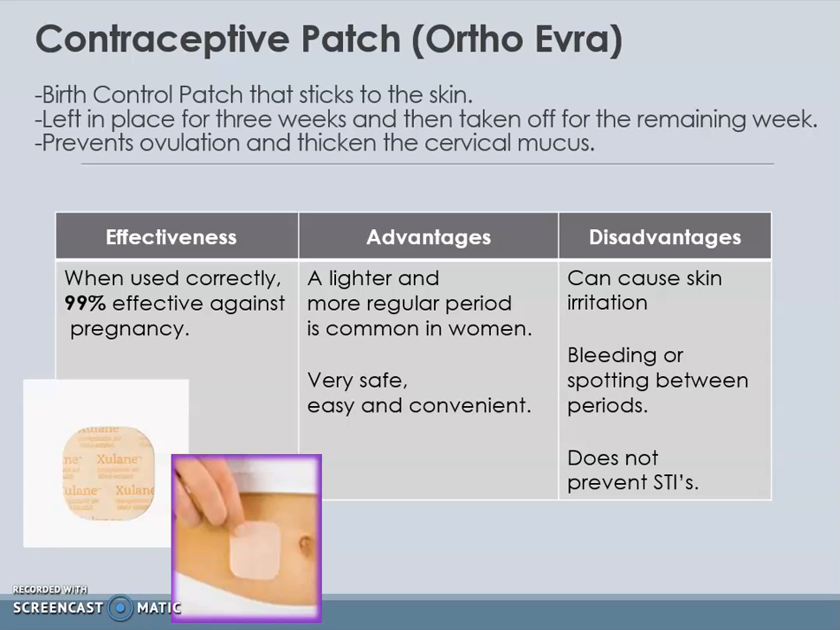The contraceptive patch. If you've ever seen anybody use a nicotine patch, it works just like this. It's like a Band-Aid, but without the poofy bandage part. It is a birth control patch that just sticks to the skin. It's left on for 3 weeks and then taken off for that 4th week to have a period for 1 week. And again, if it's used correctly, it is 99% effective.